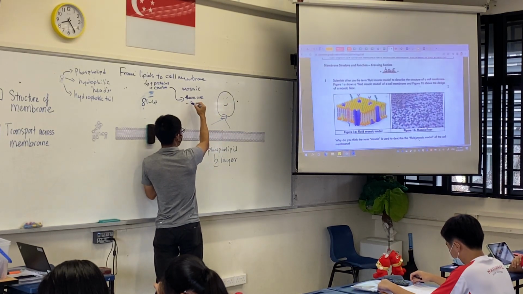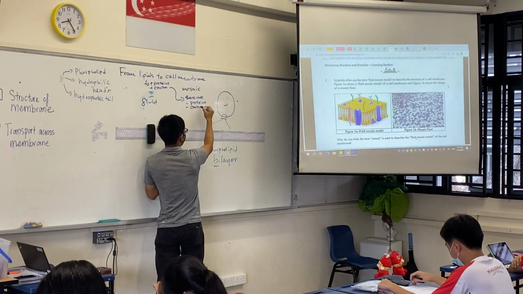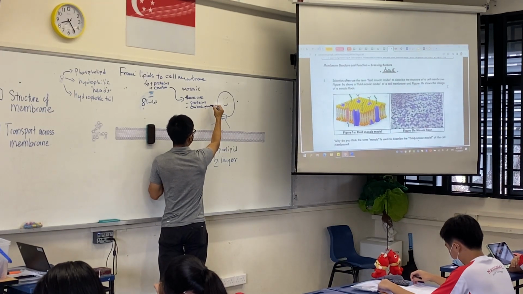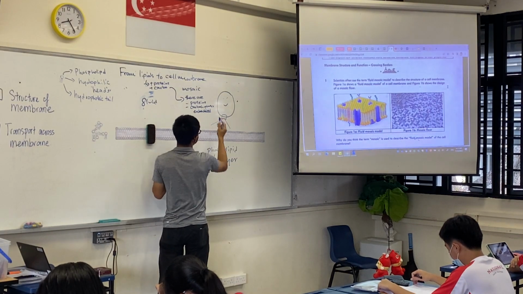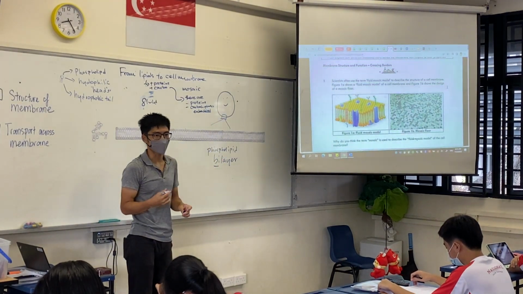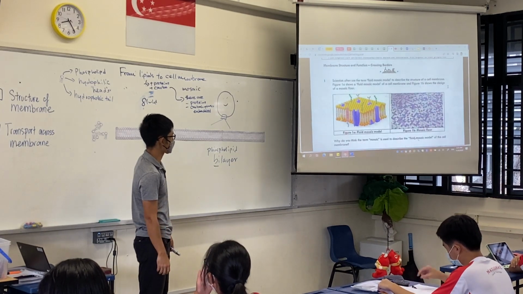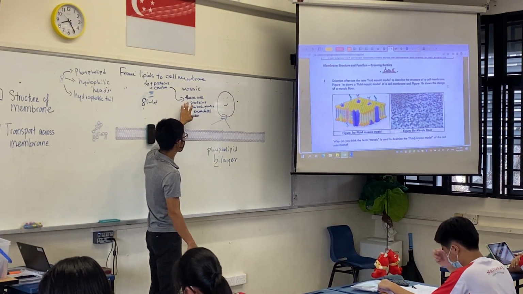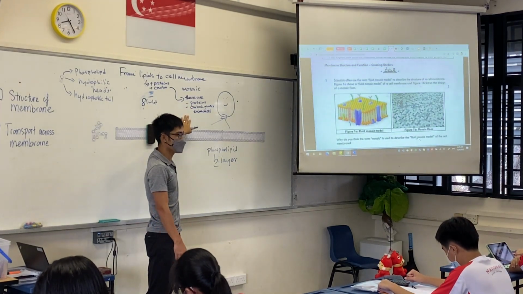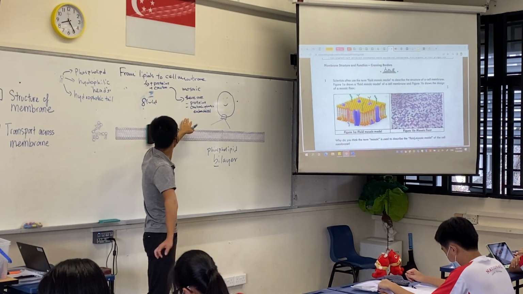there are, and you can list down proteins, carbohydrates, embedded. Okay? These are the various things that contribute to that mosaic pattern. What are all these proteins for? The carbohydrates for? We'll come to them in a while as we slowly progress through this chapter.